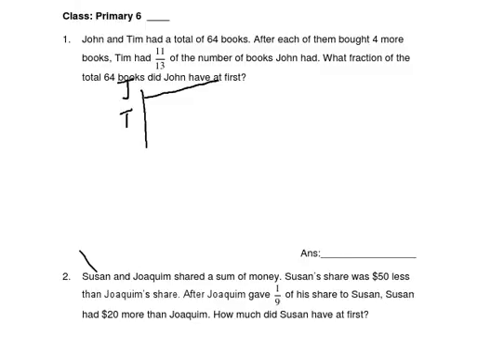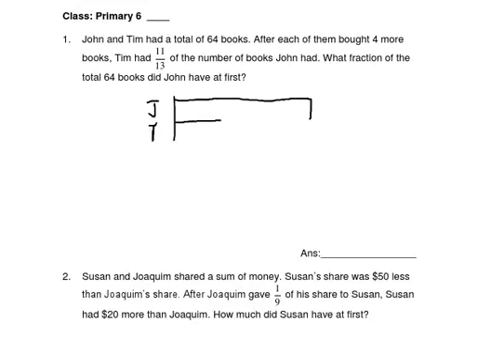I want to save Araki the trouble of erasing. So I have John and I have Tim. You can see that John is 13 units and Tim is 11 units. So 13 units, 11 units. Correct? Okay. They had a total of 64 books. So that means the total here is 64 books, right?